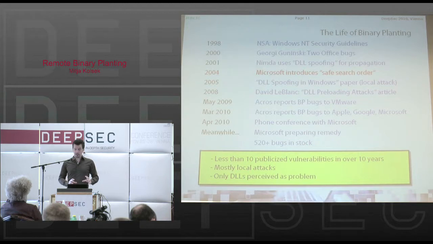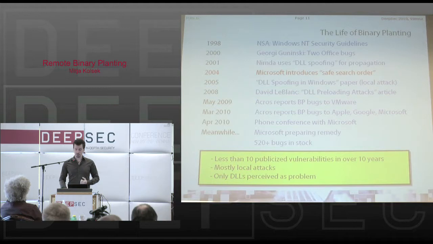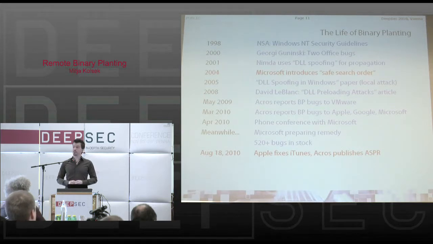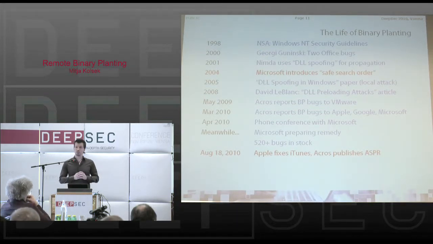In summary, in over 10 years of the public existence of this vulnerability, we were able to find less than 10 public reports of this type of vulnerability. So it was really not widely known. It was mostly considered to be local instead of remote, and only a part of the problem was being understood. In August this year, which is over 3 months ago, Apple fixed the iTunes bug that we reported to them. This was just one of the many reports that we sent to vendors.